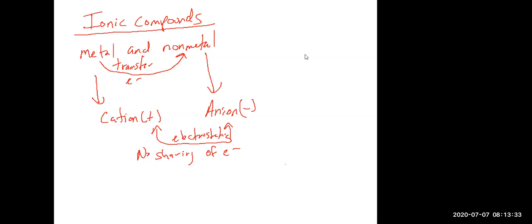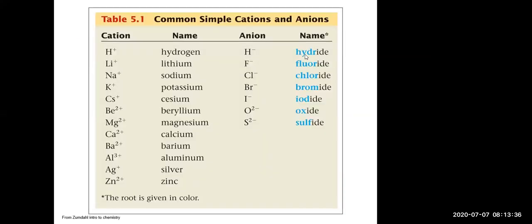When we have just cations and anions by themselves, this table shows us the way that we go about naming them. If it's a cation, we pretty much just use the whole name. So H+ would be the hydrogen ion, Li+ would be the lithium ion. We usually put "ion" at the end if it is by itself. So this would be the sodium ion, the potassium ion, all the way down to our aluminum ion, and so forth.